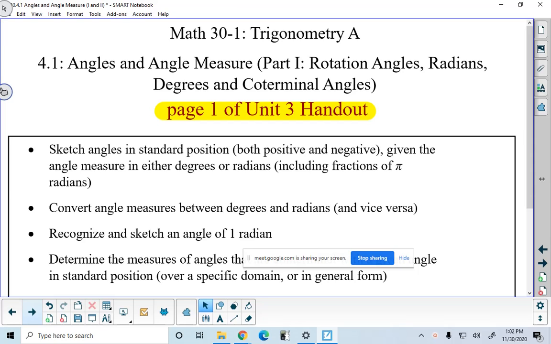So you need your Unit 3 handout in front of you. That unit deals with, I call it trigonometry A. Primarily it deals with what's called coordinate trigonometry. And we're going to be looking at textbook section 4.1 today. I break it apart into two lessons, and the first one is going to be introduction to some new ideas that you haven't seen before, but also a review of some things that you have seen before.